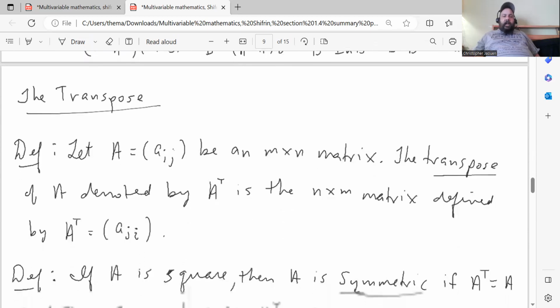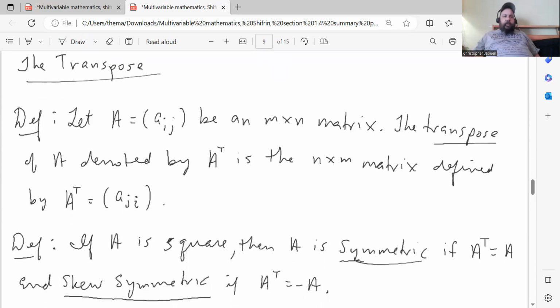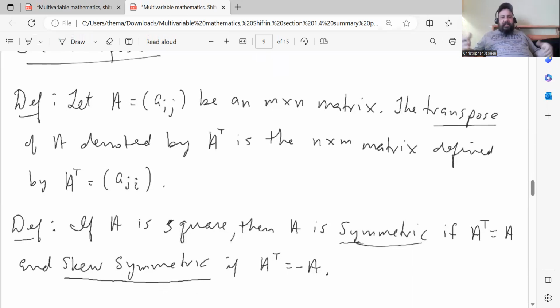All right, last topic in this section, and then we'll be done with the summary at least. There are a lot of exercises in this section as well, so it'll take me a while to get through those and make the video about that. But anyway, we need a definition of what transpose is.